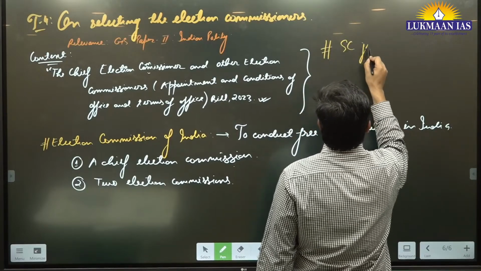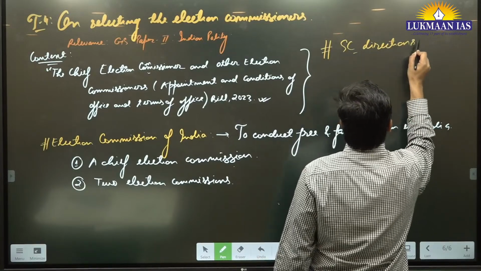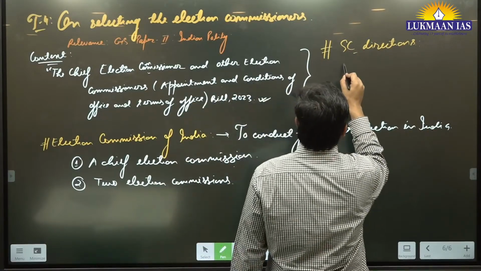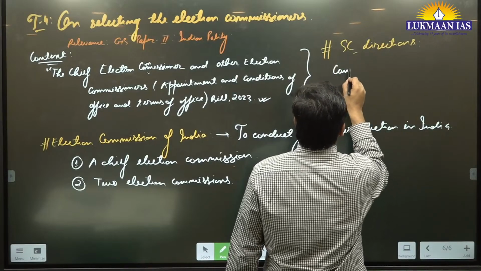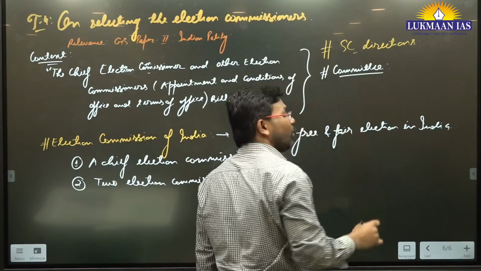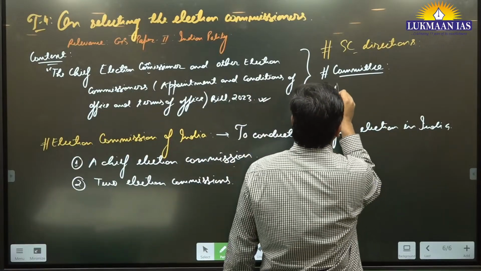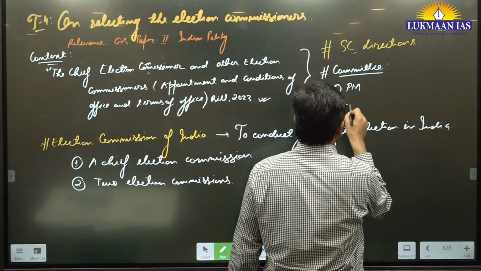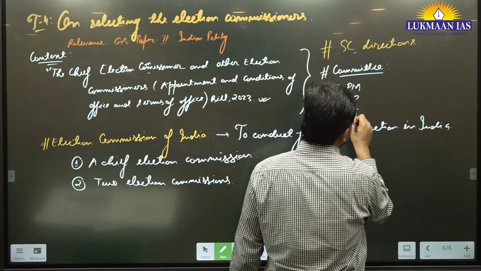The Supreme Court of India had given some directions to the central government to enact an act in this regard. And at that time the Supreme Court of India said that there will be a committee, a body, and this committee will recommend the persons to be appointed as the Chief Election Commissioner and Election Commissioners in India. And that committee will consist of the Prime Minister of India. Second, it will consist of the leader of opposition party in the parliament. And third, it will consist of the Chief Justice of India.